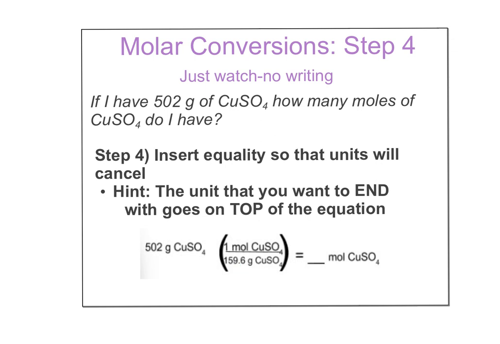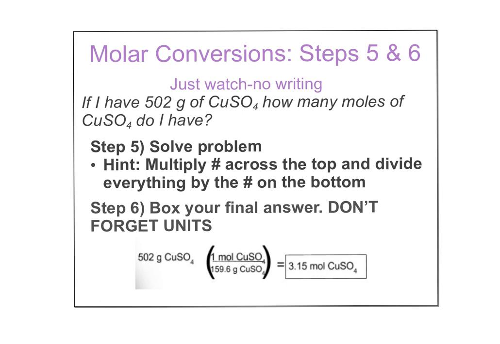Okay, and now we're ready to multiply and divide to solve and get our final answer. So now I multiply 502 times 1, hit enter, and divide that by 159.6. My gram unit will cancel, and I'm left with 3.15 moles. There's my final answer. I double check that I have units, and I circle or box that answer.